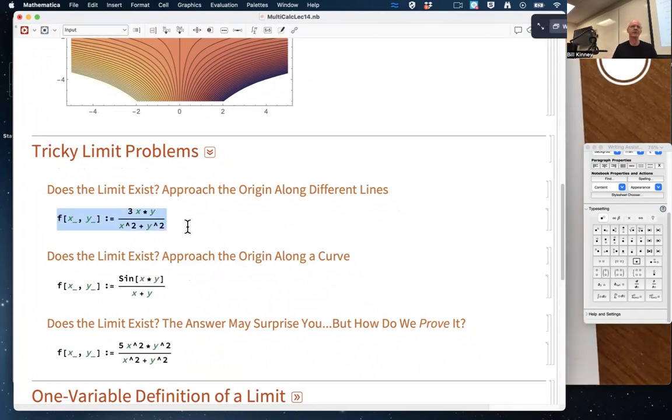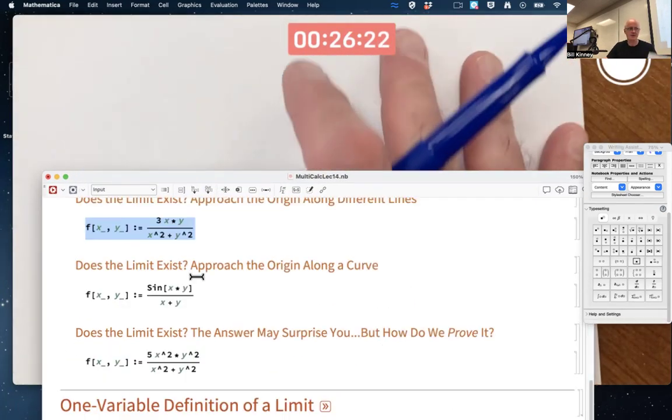F of xy equals 3xy all over x squared plus y squared. First of all, what's the domain of this function? And in talking about this domain, I'm also going to start talking about some of the terminology at the beginning of section 12.2. In particular, some things called open disks and open sets I'm going to talk about here. Maybe I should write by hand here as well.